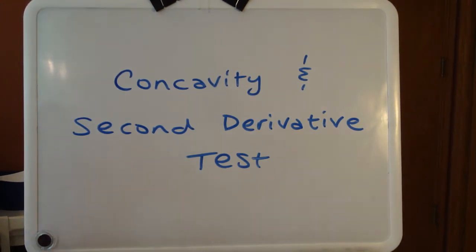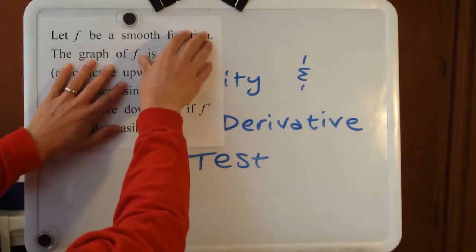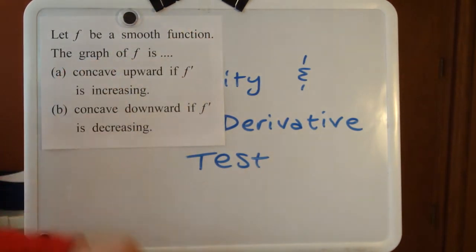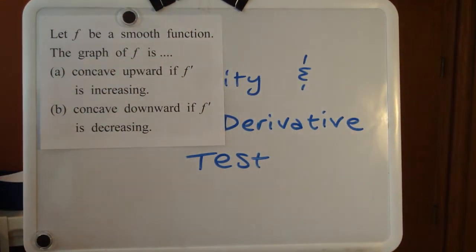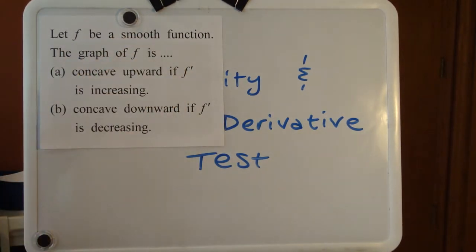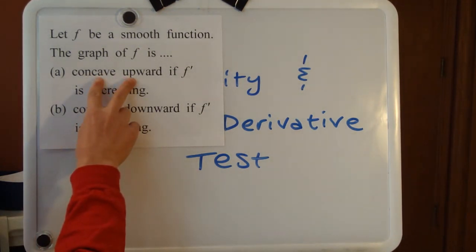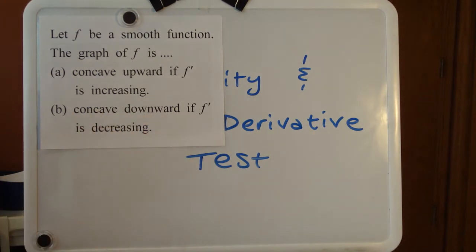So first order of business is to talk about this thing that is called concavity. And there are two types of concavity that you can get here. The assumption first is that the function is a smooth one, right? So it's differentiable. And then there are two terms that we talk about. A graph can be concave upward or it can be concave downward.